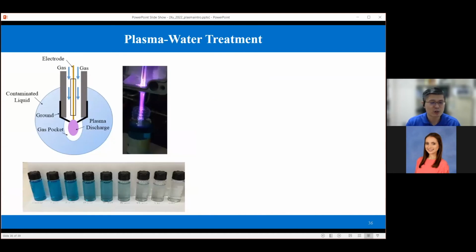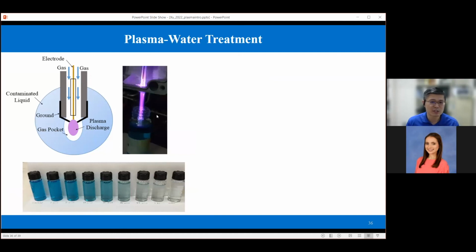So plasma water treatment is an effort to look at whether we can use the charged particles, the electrons, ions, and chemical species produced by the plasma to break down contaminants in water. And it shows that, yes, indeed we can.